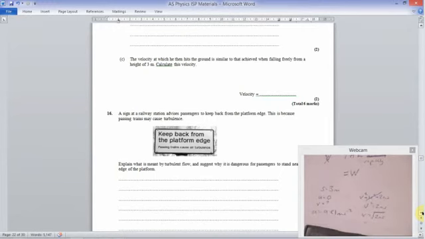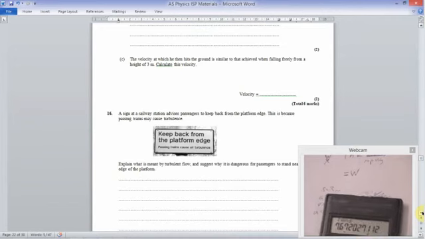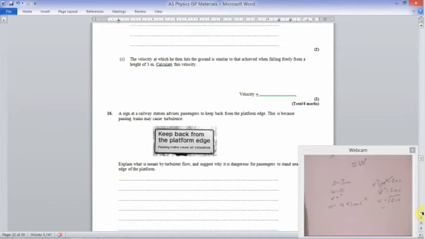So 2 times 9.81 times 3, s is 3, because that's our displacement, and then we get the square root of that answer. Okay, so it's about 7.67 meters per second. That's how fast they're going at the end of this, 7.67 meters per second.